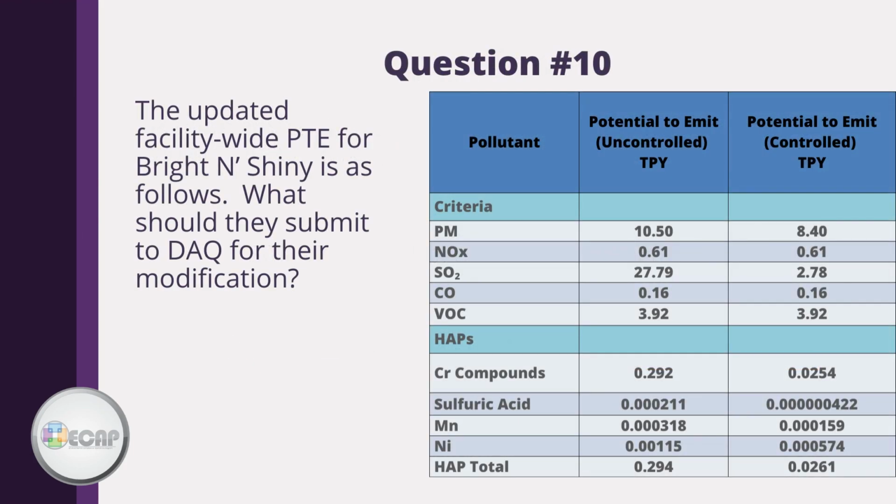After determining the uncontrolled and controlled PTE for each pollutant, and combining the results from all of the processes, we come up with these values for this facility-wide PTE. Did they increase to a new permit threshold? No. So what should they do? They do not need to resubmit. They can do a minor modification, which just involves sending a letter and specifications on the new equipment to the Permit Support Branch of the Division of Air Quality.